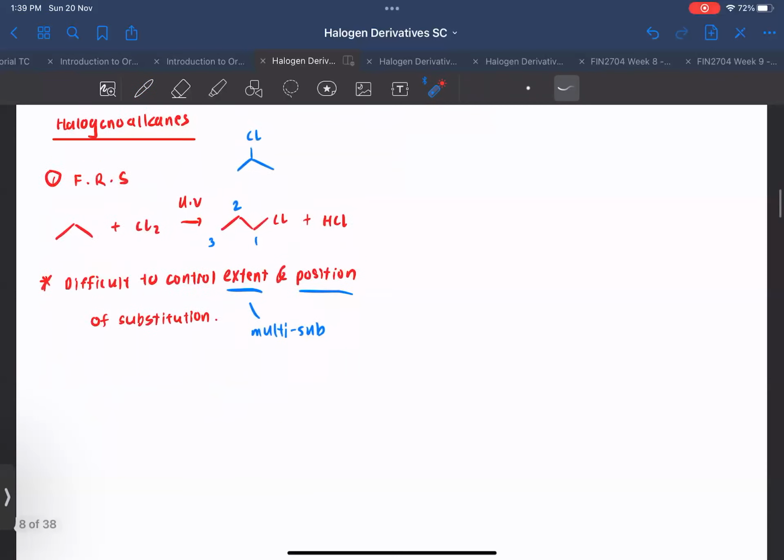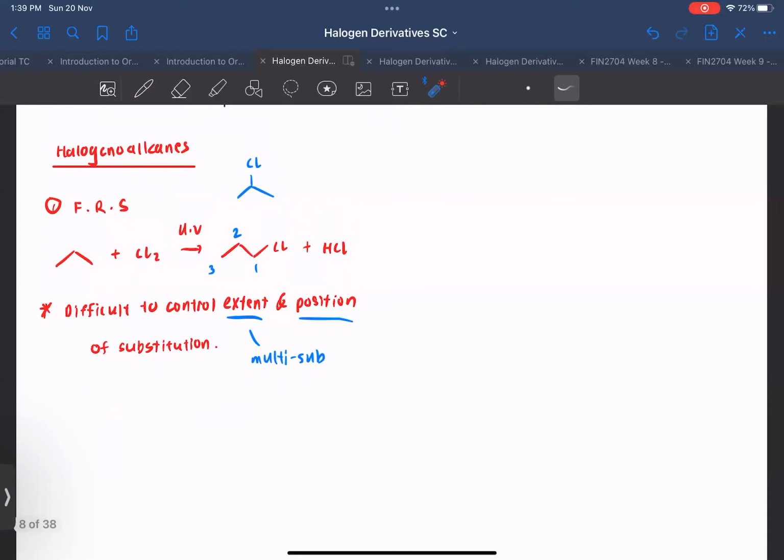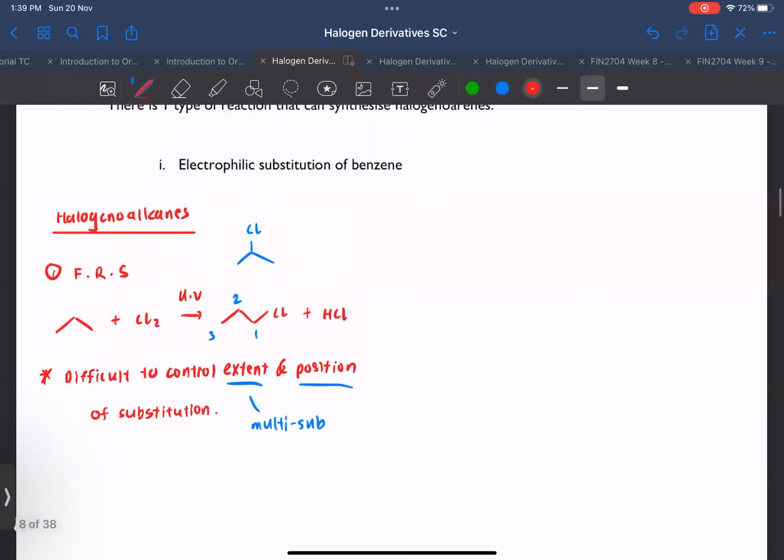Because of that, there are better reactions out there to make halogenoalkanes. So the second reaction I'm going to talk about is in your next topic, alkenes, electrophilic addition. Remember, if we take an alkene here and we try to, let's say, add HCl, we will get this product. Another way to synthesize halogenoalkanes. And remember, this one is actually a lot better. It's a much better reaction.